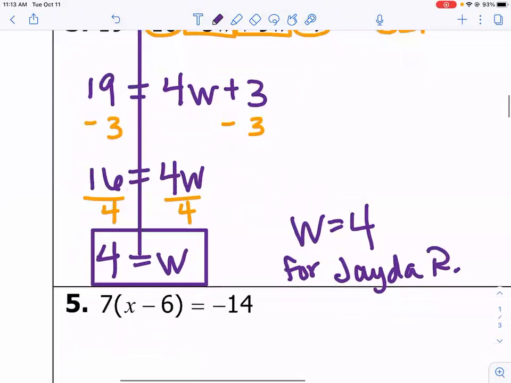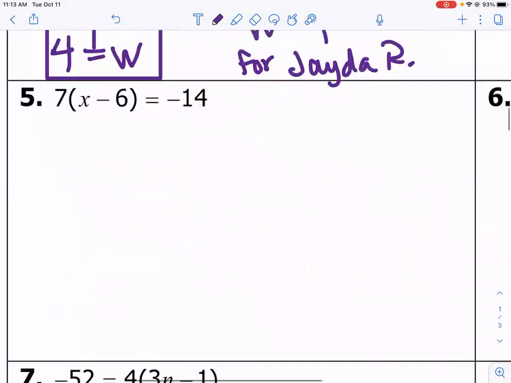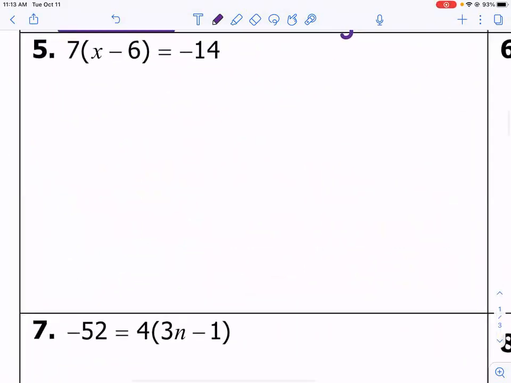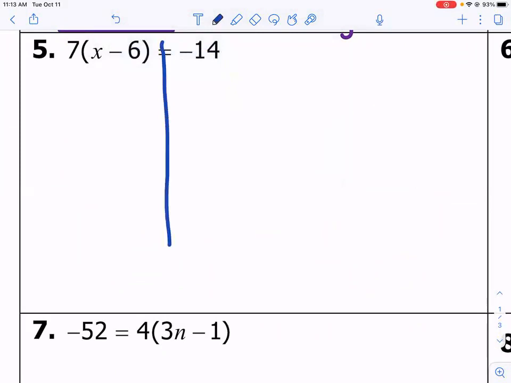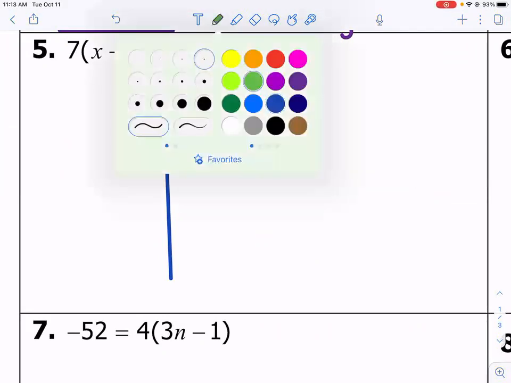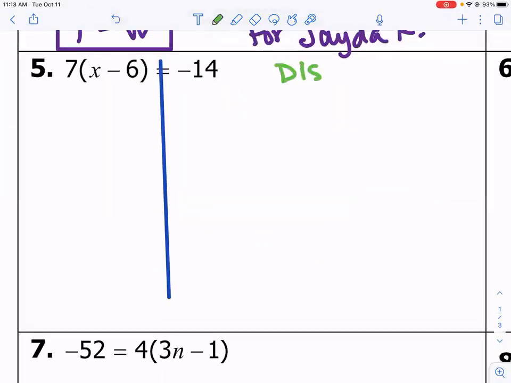So now let's go right underneath to number 5. Okay, Ryan, how does number 5 look different? Oh, there are parentheses, which means you have to distribute. We are going to have to do the first step now. We have to distribute. Okay, so we need to distribute. Okay, so I'm going to draw in my rainbows as a reminder that 7 gets multiplied to X and 7 gets multiplied to that -6.